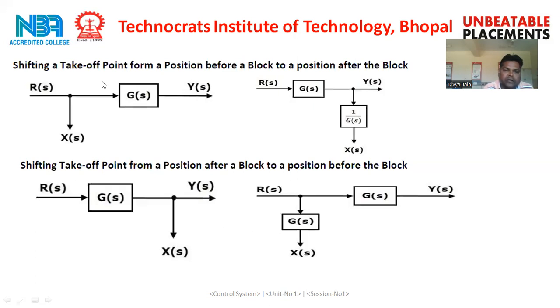And now, shifting a takeoff point from a position before a block to a position after a block. In this diagram, suppose this is the takeoff point. We will shift this takeoff point after the block. When we shift it after the block, G(s) will be a division, 1 upon G(s). And now in the second case, this takeoff point is after the block, and we want to shift this takeoff point before the block. So this G(s) will multiply this X(s) function.